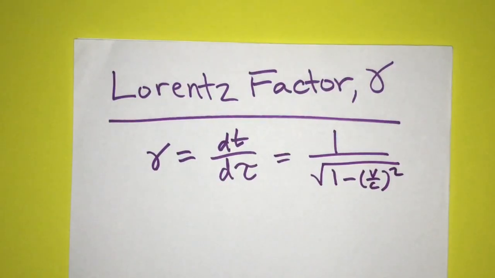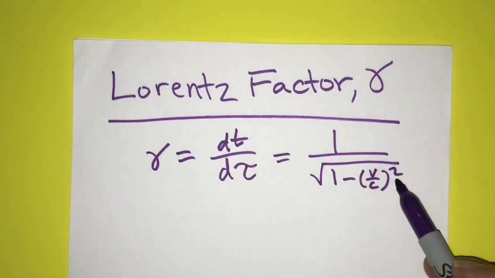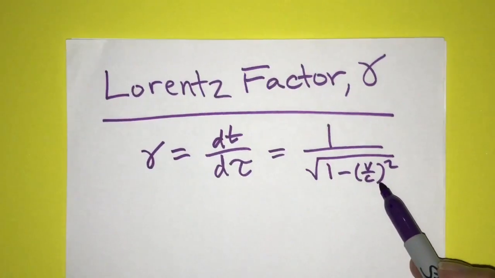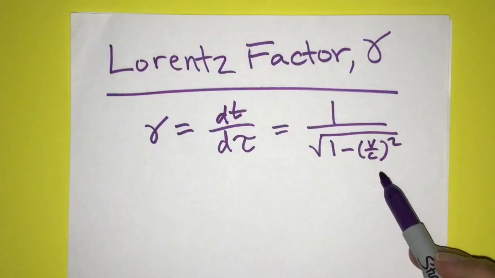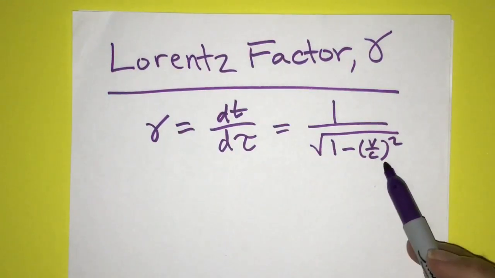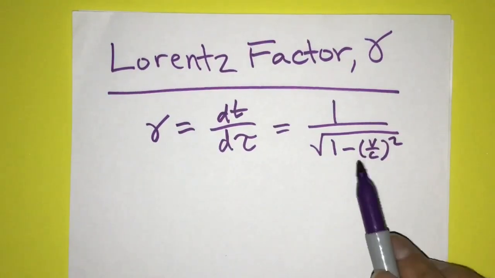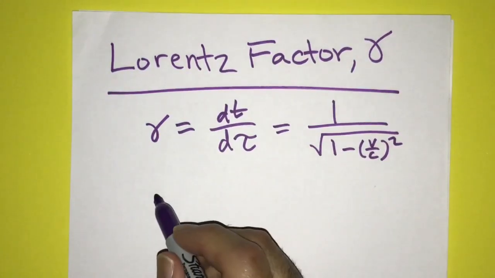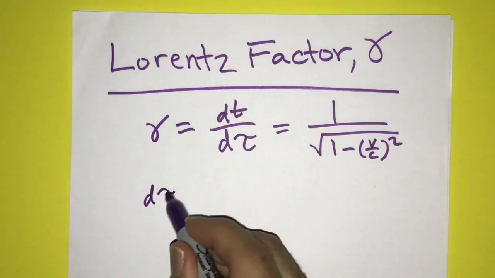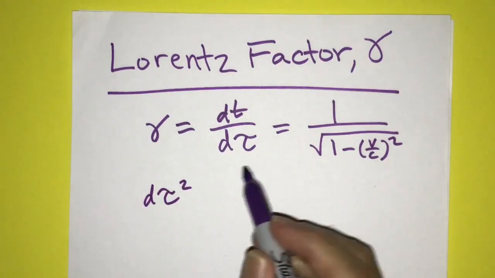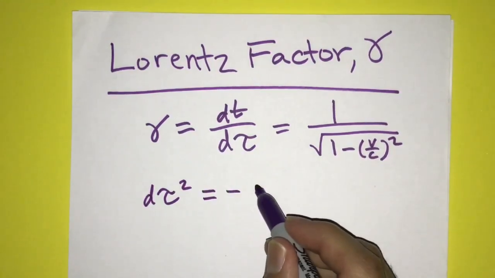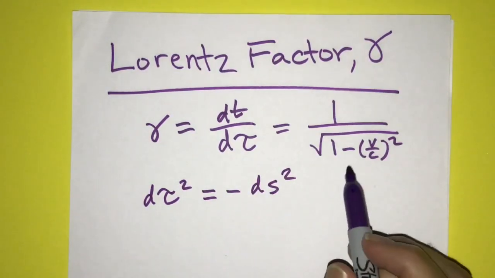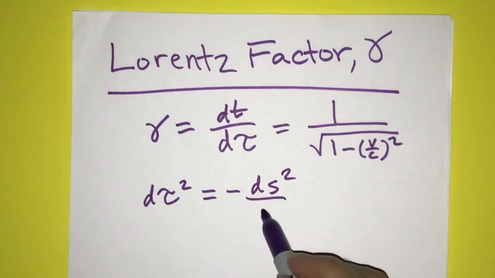Okay. Now, we can go ahead and calculate this in a few steps. This shouldn't take too long to do. Okay, so let's take a look at a few things we need to know to go ahead and calculate this. Okay. So we got our d tau squared. That is, by definition, the negative of the space-time interval, which is ds squared divided by c squared.